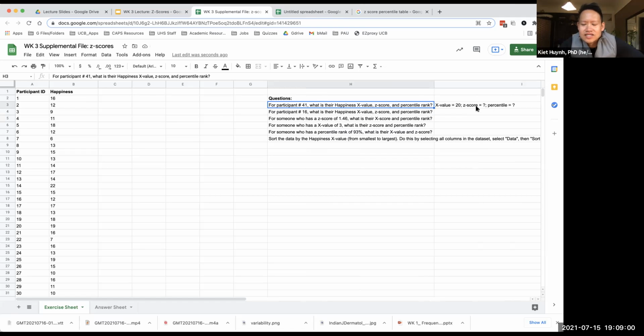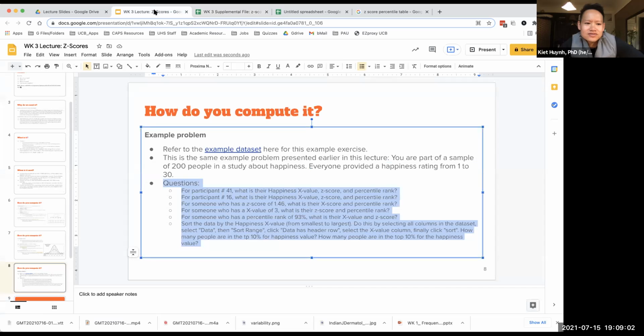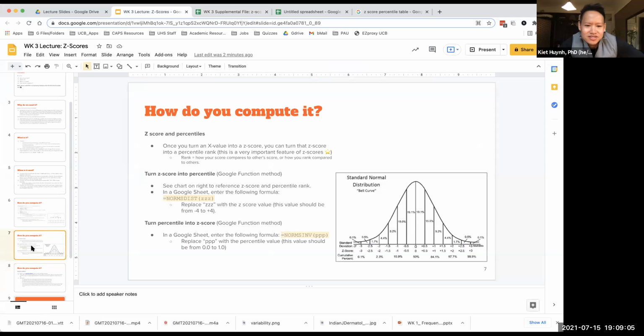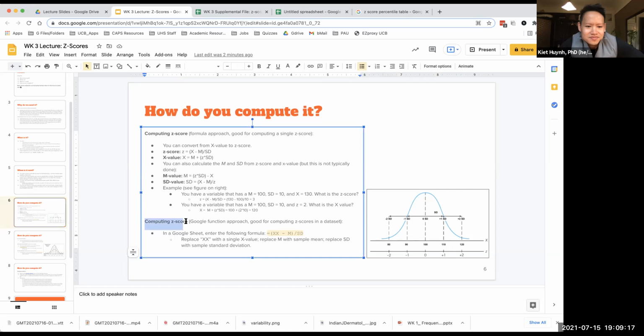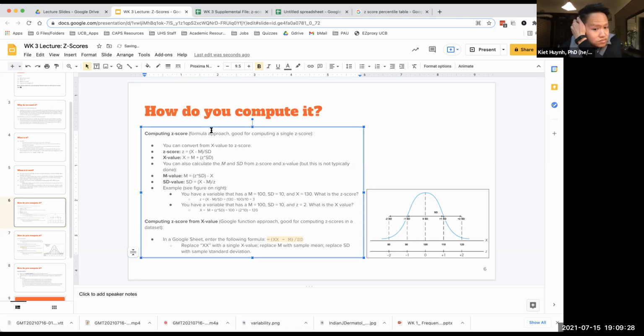All right. So how do we get the z-score and percentile? Let's go back to the lecture on the page. How do you compute it? All right. Remember, let's see. How do you compute a z-score from an x value? That is on this slide. Computing z-score. Remember from the x value? I don't think I need to label it. We'll just keep it z-score.